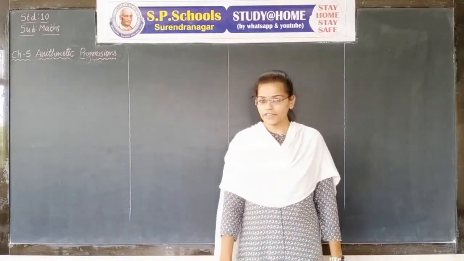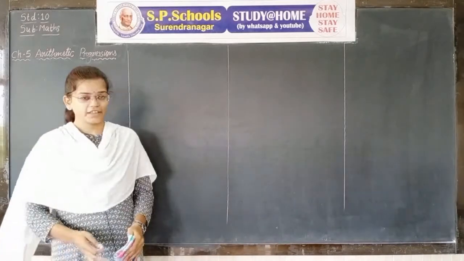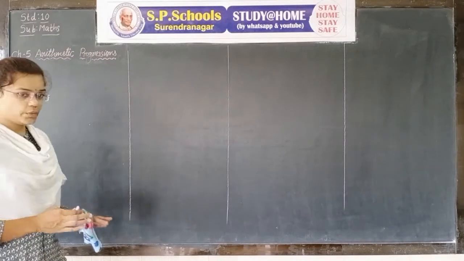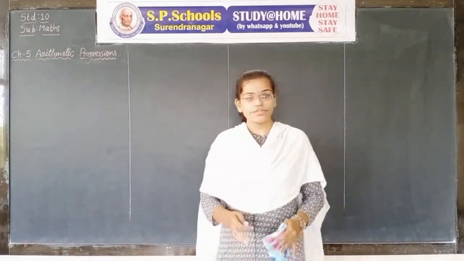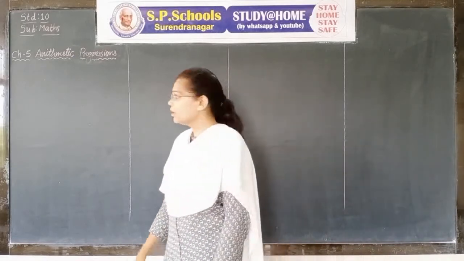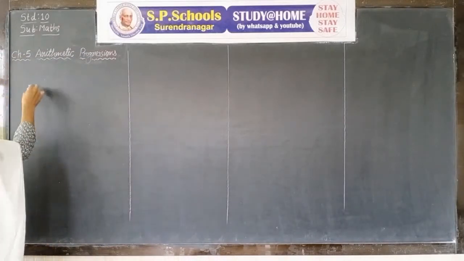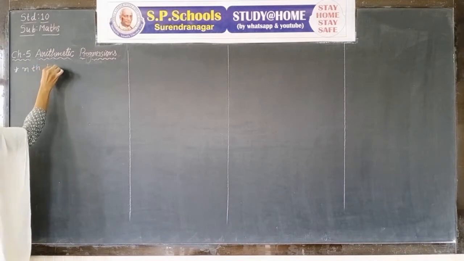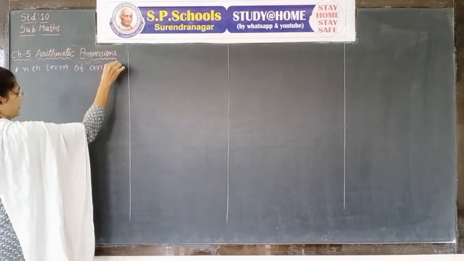After completing exercise 5.1, let's see a new topic from the arithmetic progression chapter number 5. New theory is available here. Exercise 5.1 is the basis of the next exercise 5.2 and exercise 5.3. In the new topic, first we discuss the nth term of an arithmetic progression.